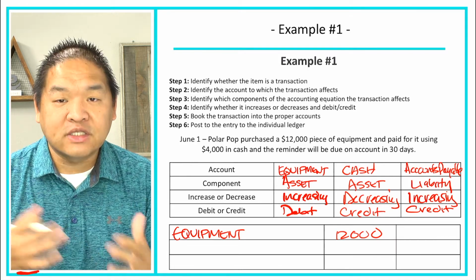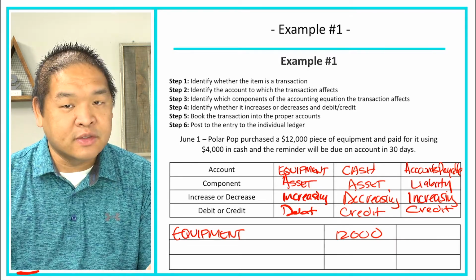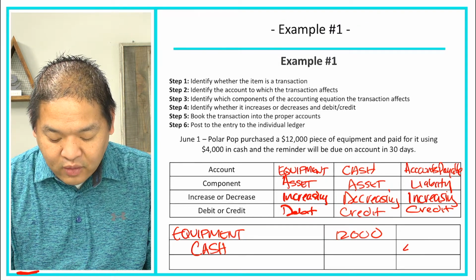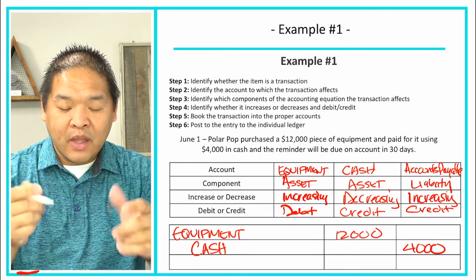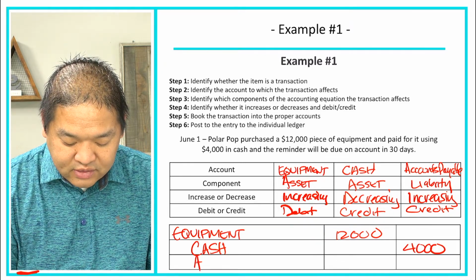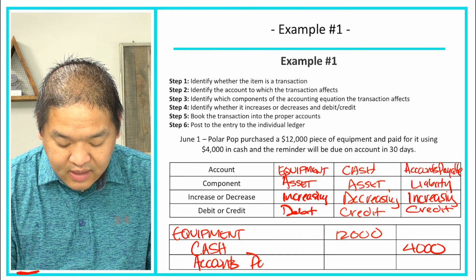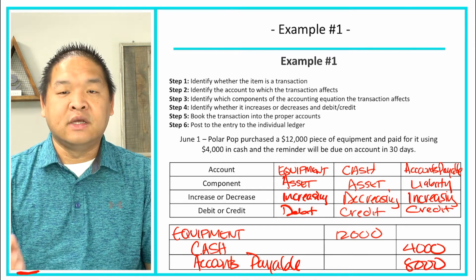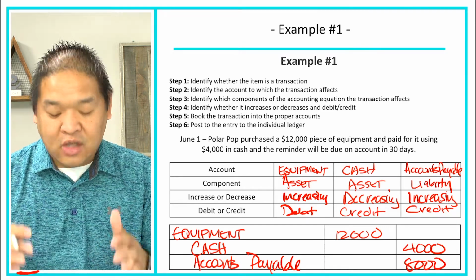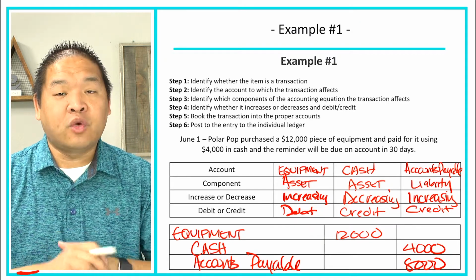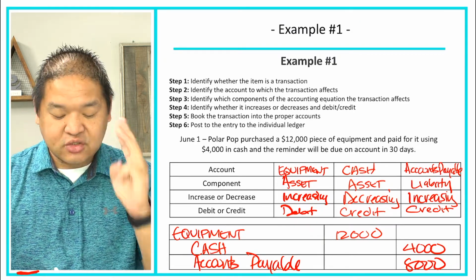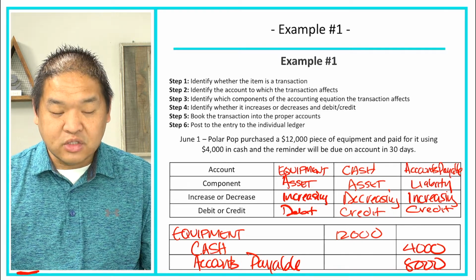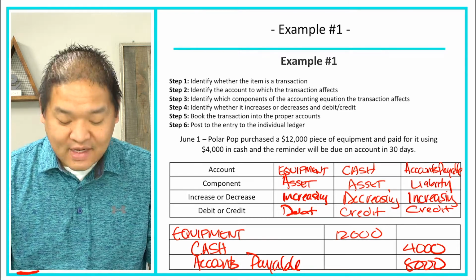Now we need to work on our credits. It doesn't matter which one goes first. We're going to use cash first. So we'll credit cash in the amount of $4,000 because that's how much we paid. And then we are also going to credit accounts payable, and that payable is going to be for the difference. So in this case, $8,000, because 12 minus $4,000 is $8,000. So that's our journal entry for this purchase of equipment: debit equipment, credit cash, credit accounts payable, $12,000, $4,000, and $8,000 respectively.